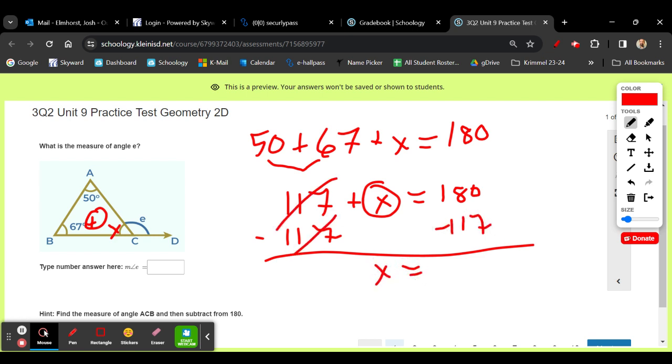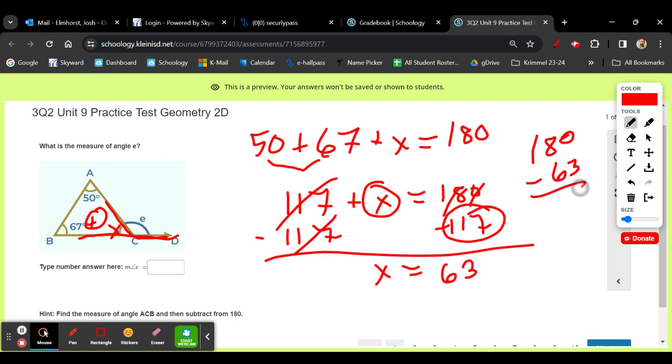So X is equal to 63. Now, 63 is not your answer. We're looking for the measure of angle E. Angle E is actually going to be 180, the straight line, minus 63, which takes you back to 117. So that missing angle, number 1, is going to be 117.